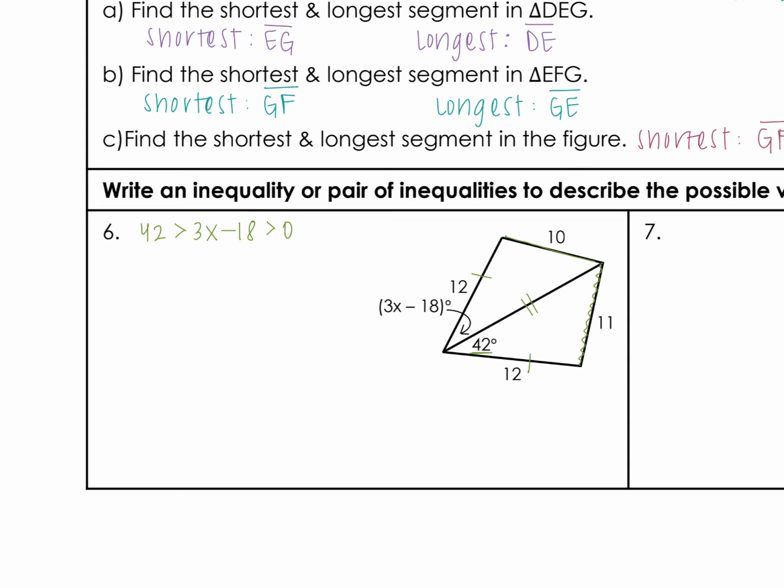Then I'm just going to go through and solve for my x here. Okay, so I'm going to add that 18 to both sides. So 42 plus 18 is going to give me 60.